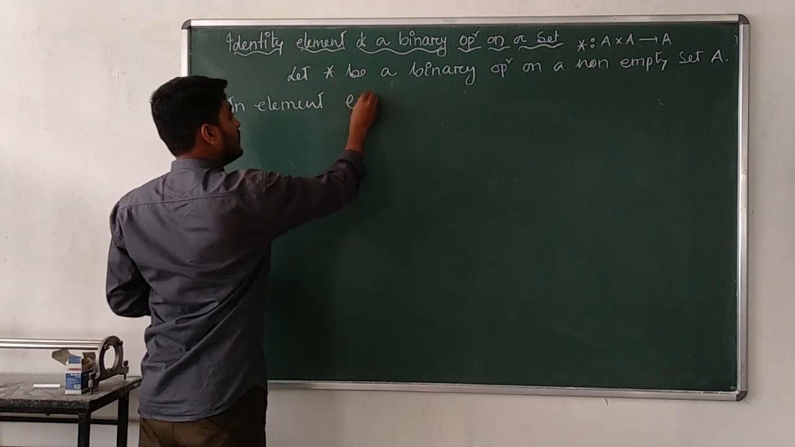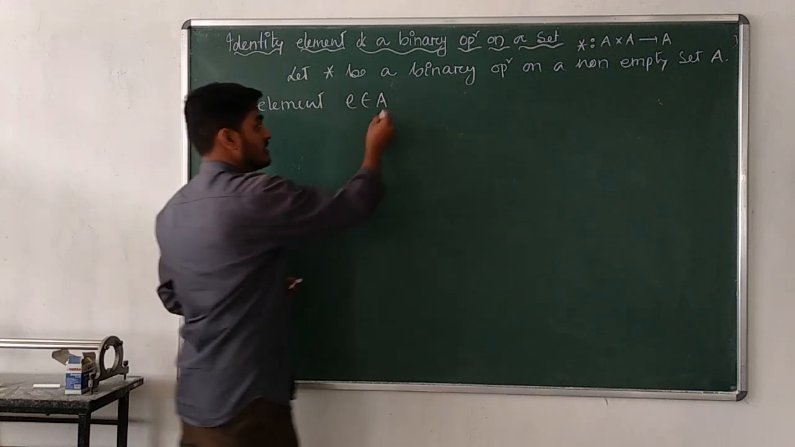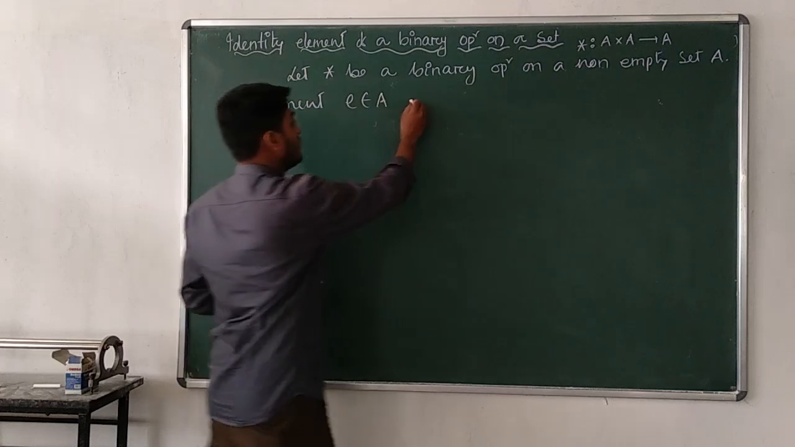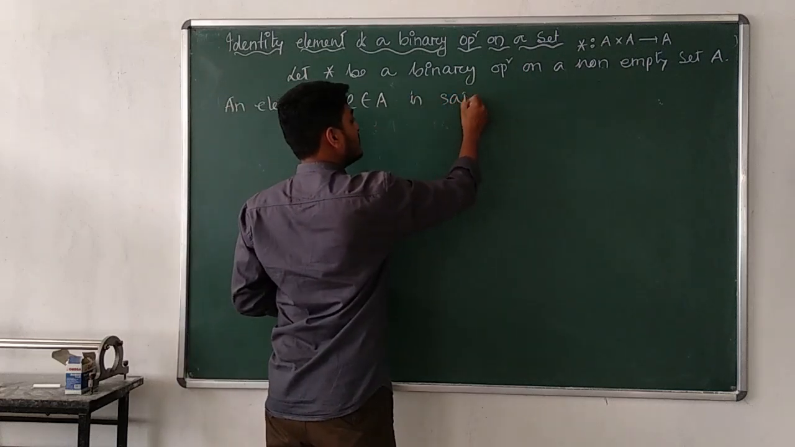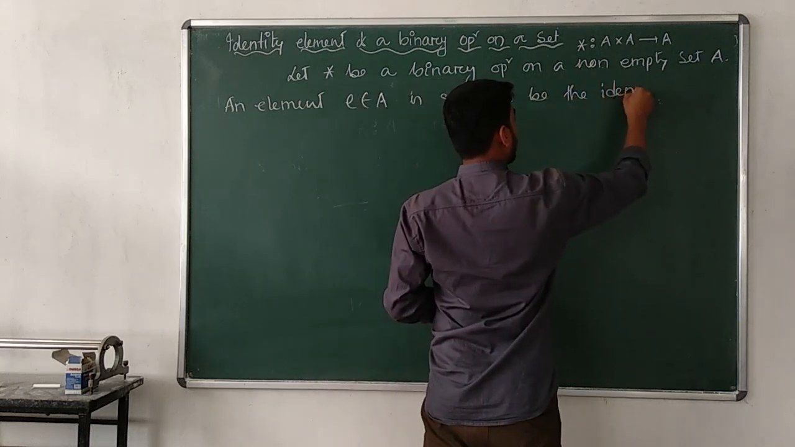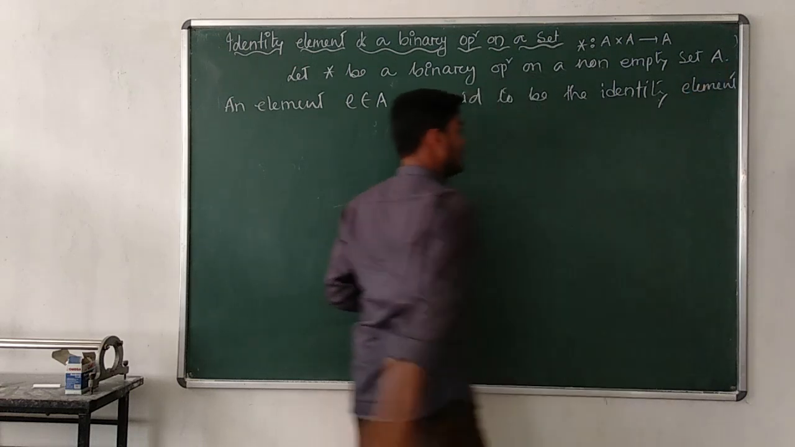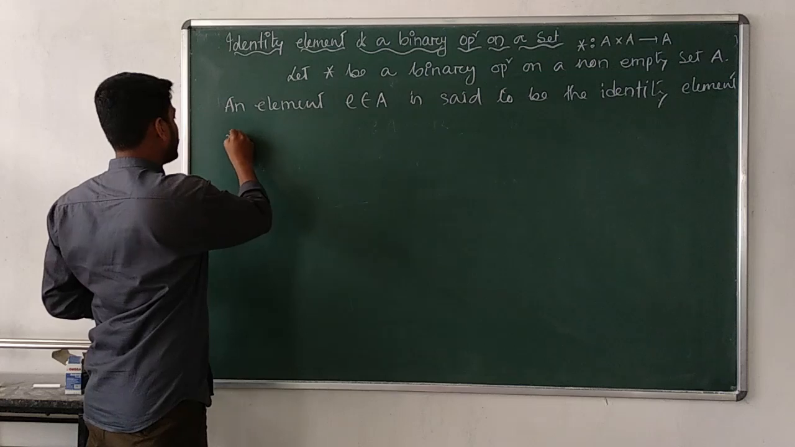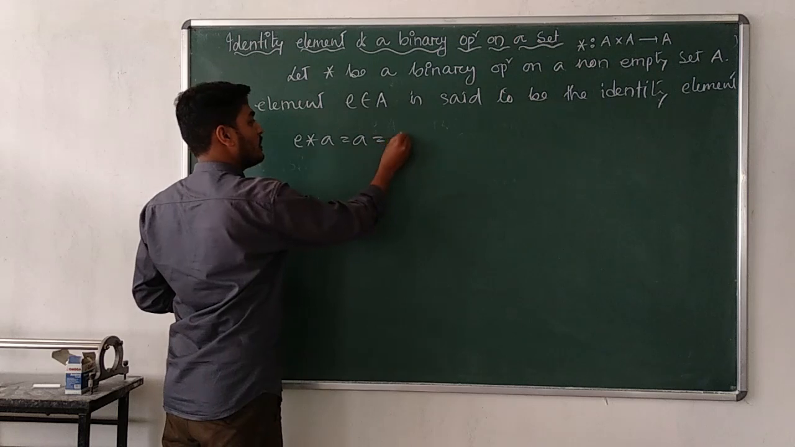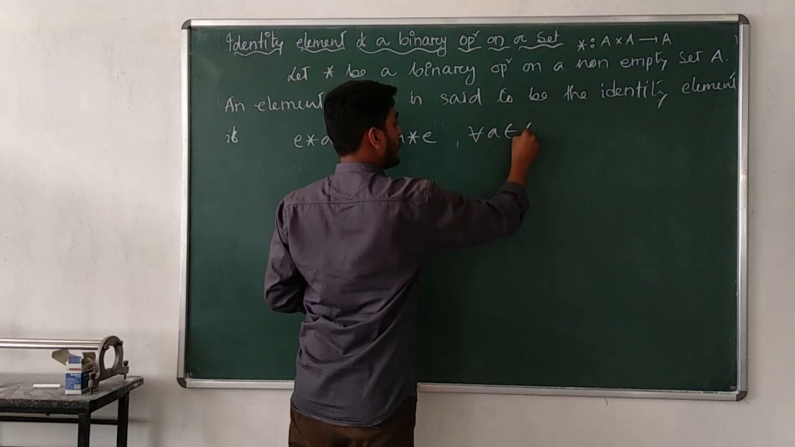An element e belongs to A. Remember, a particular element of the set, e, if it exists, and a particular element e belongs to A, is said to be the identity element if e star a equals a star e, for all a belongs to A.